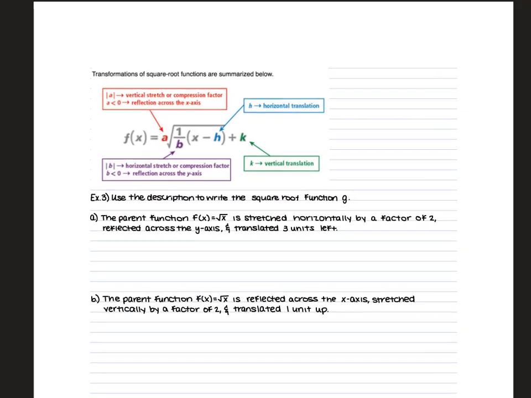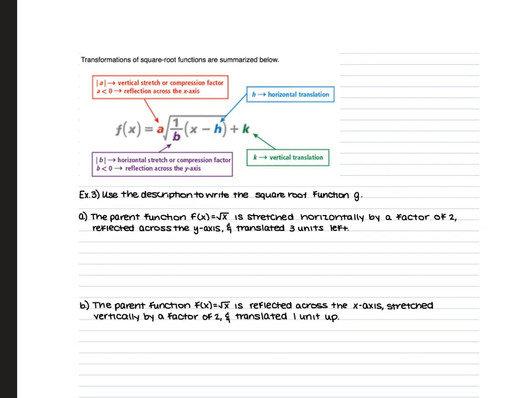So this formula here pretty much tells you exactly what to expect. If you have a number outside the radical, you take the vertical stretch or compression of the factor. If you have a fraction or a number inside the radical, in front of x, that means it's a horizontal stretch or compression. Then you have your horizontal transformations side to side, left or right, or your vertical transformations up or down.